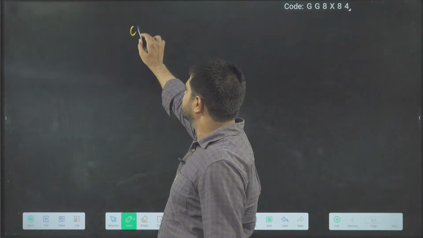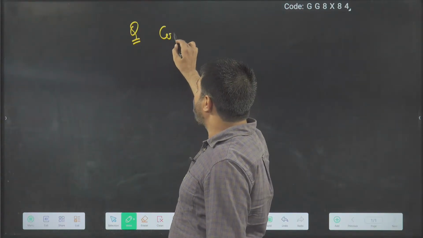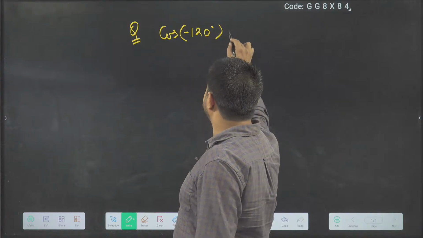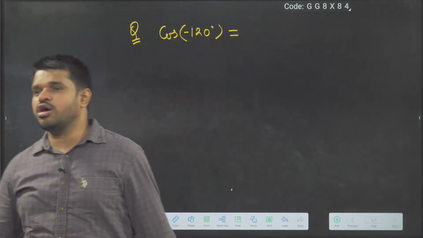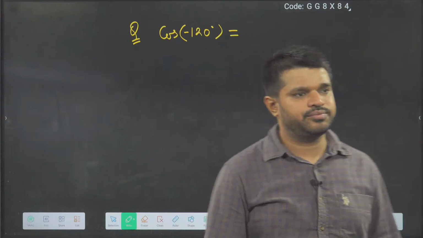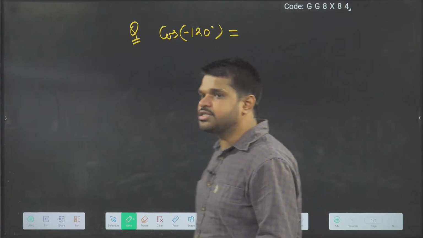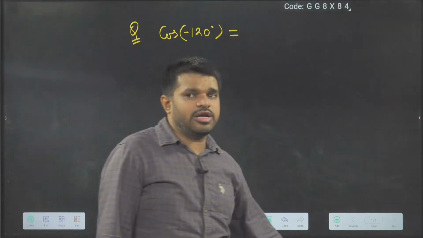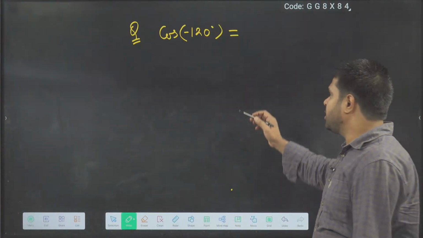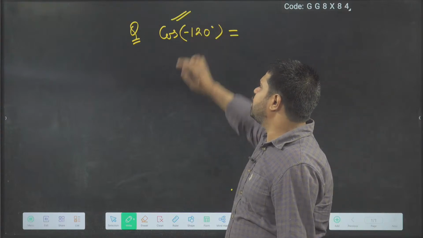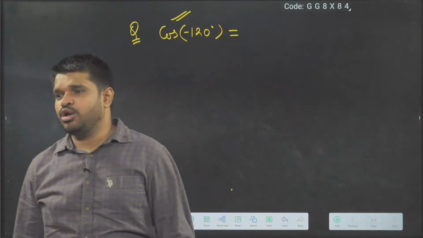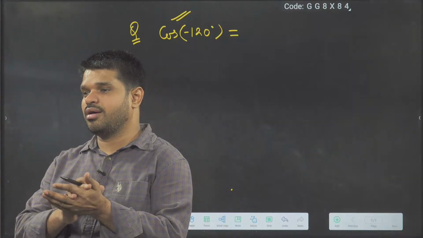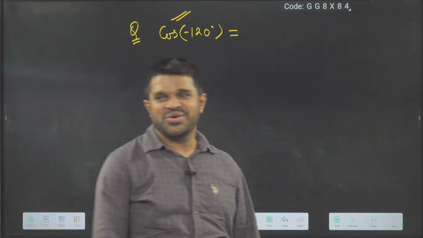Question: cos of minus 120 degree. Cos of minus 120 degree. Let's see who gives the correct answer. Viewers, we started graph. We will continue with graph in some time. In the meantime, you answer it. Cos of minus 120 degree. No, Kirti, it is wrong. Wrong. Okay.